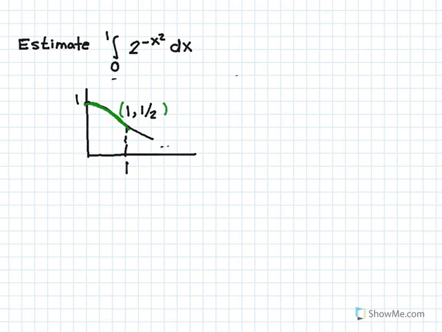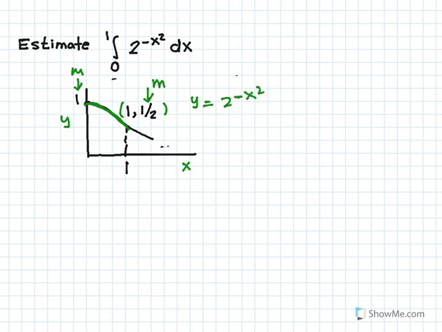So clearly, we can see that this is small m, which is 1/2, the absolute minimum. And this is capital M. Capital M is going to be 1. So this is the x-axis, the y-axis, and y is equal to 2 to the minus x squared.